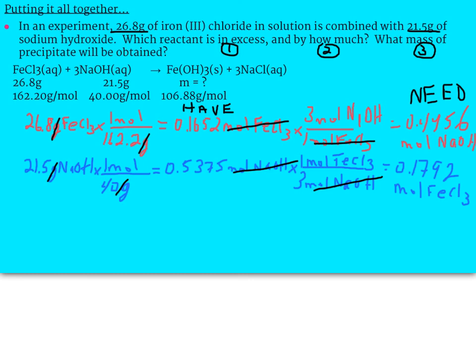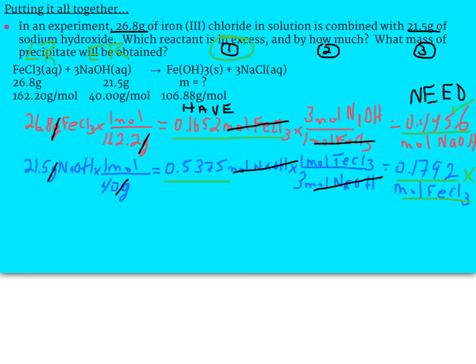So here what we can see is that we have 0.1652 moles of iron chloride, and we are going to need 0.1792. So we are going to need more than we have, which means we do not have enough. When we look at our sodium hydroxide, we need 0.4456, and we have 0.5375, which means we have extra. So I'm going to go over here and label my FeCl3 as my limiting, and my NaOH as my excess. We just did the answer to number 1, which is which reactant is in excess.